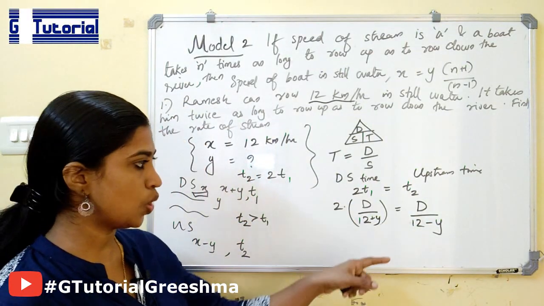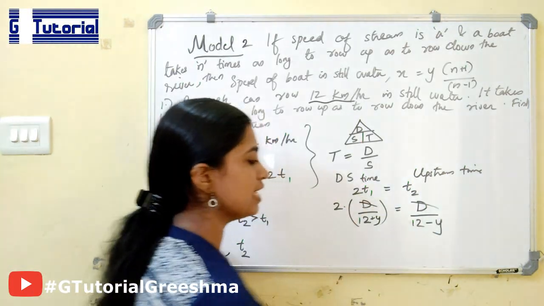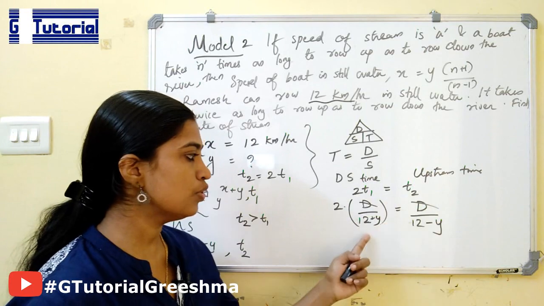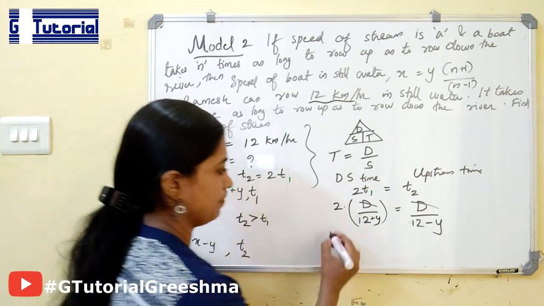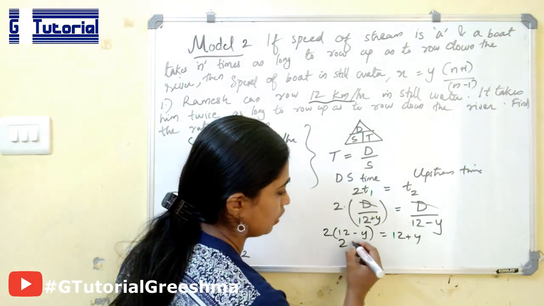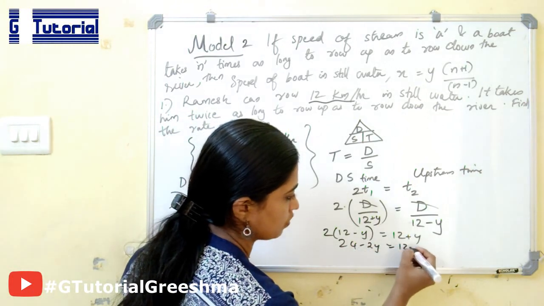Now we can solve this. The d and d get cancelled. We can cross multiply 12 minus y into 2 and 1 into 12 plus y. So 2 into 12 minus y is equal to 12 plus y. 24 minus 2y is equal to 12 plus y.